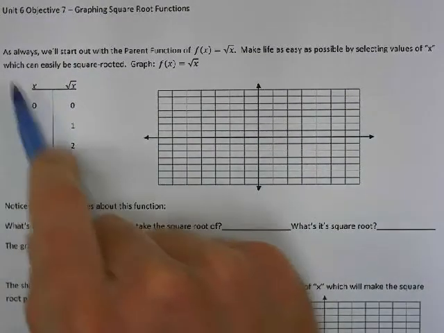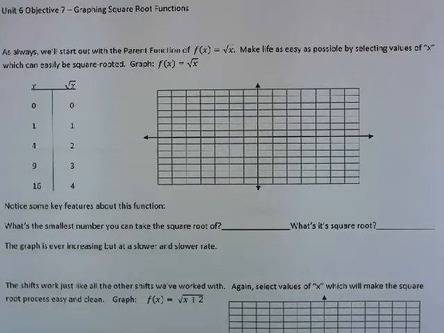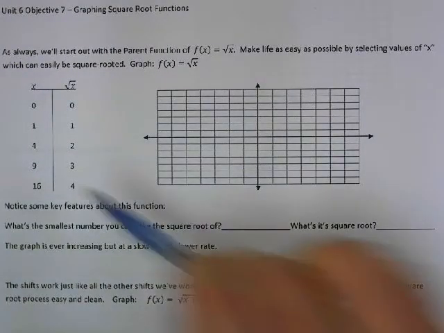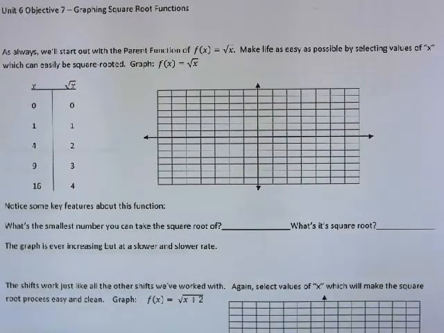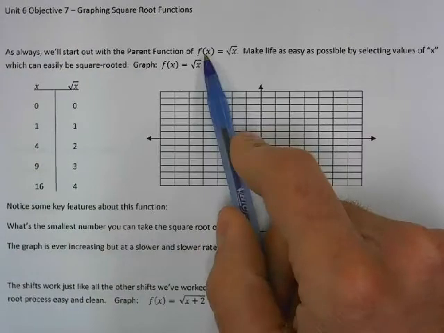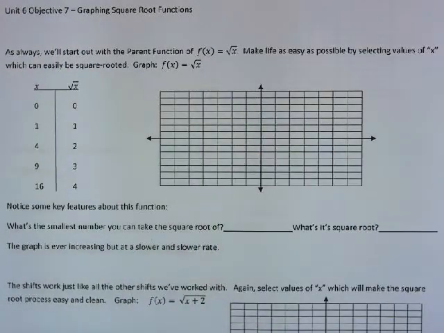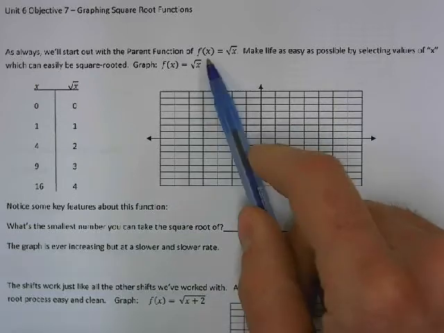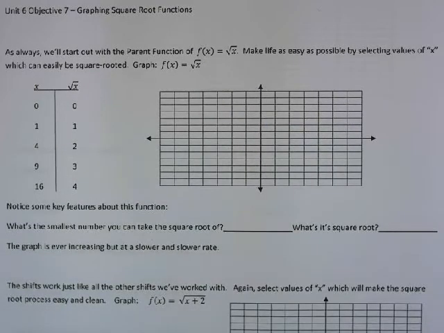All right, now like it says here, as always, we'll start out with the parent function of our graph. The parent function is the simplest form of our equation. Okay, so f of x equals the square root of x is the simplest form of this equation we can get. So basically this is just y equals the square root of x. For a square root function, it can't get any more simple than that.